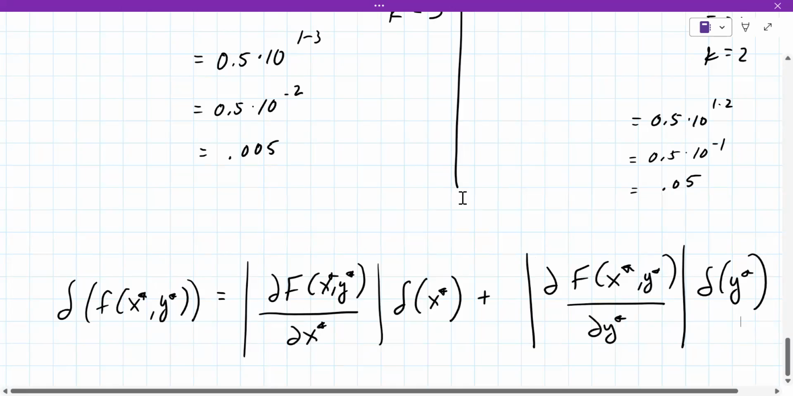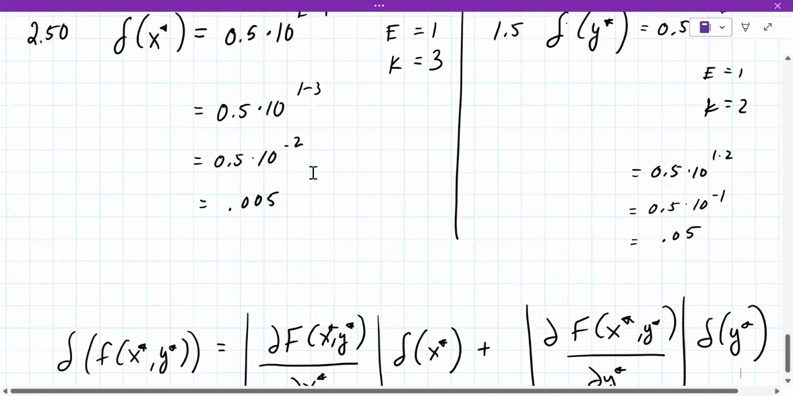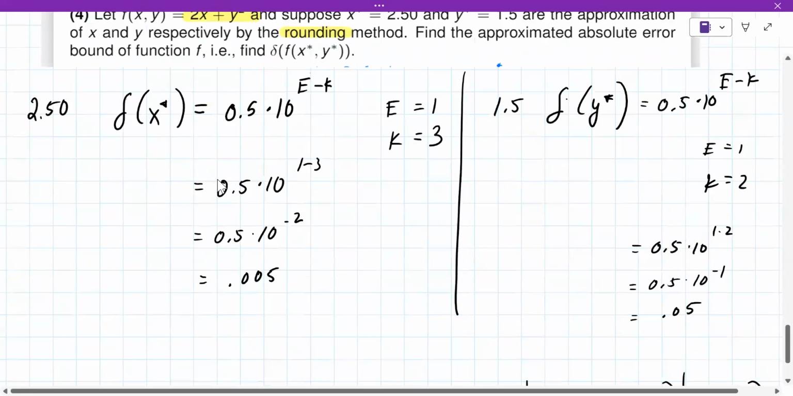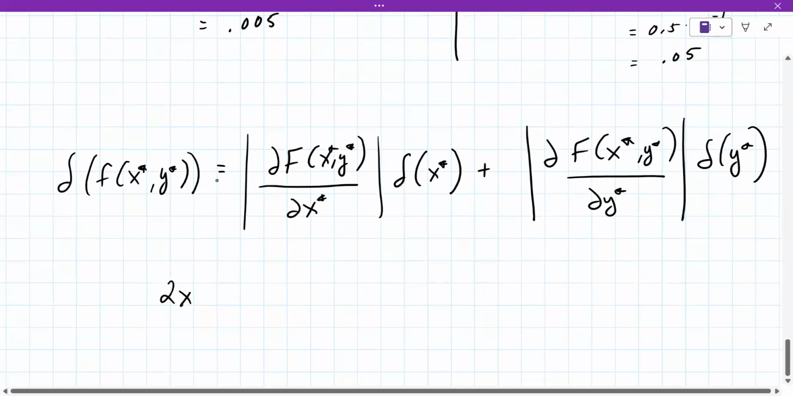Okay. So we have to go back to the original function here. The original function is 2x plus y squared.